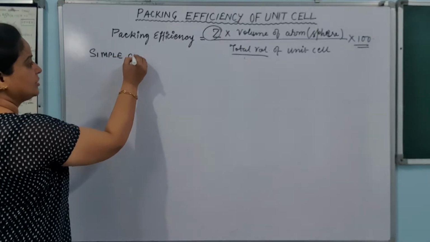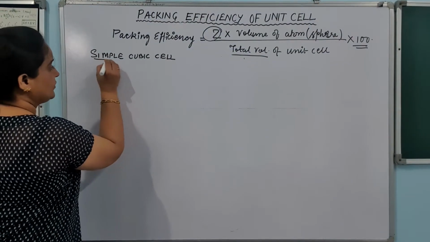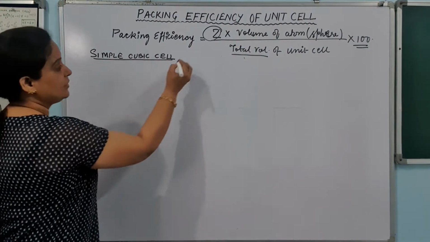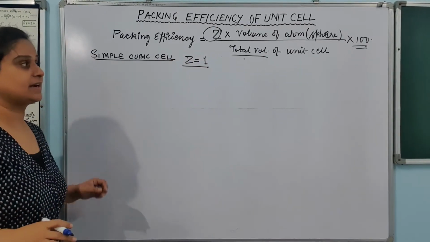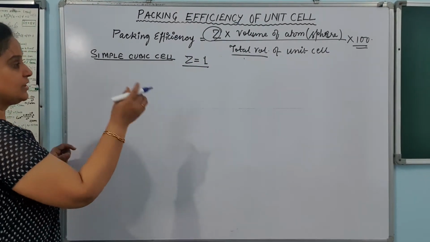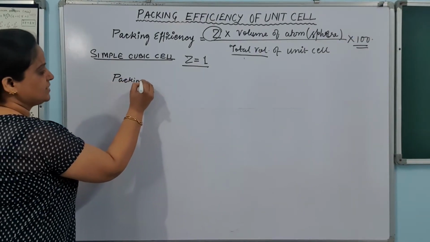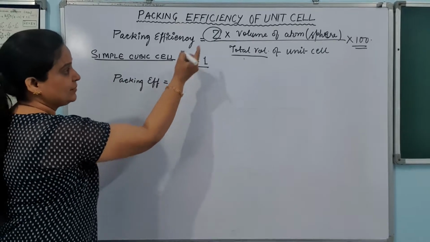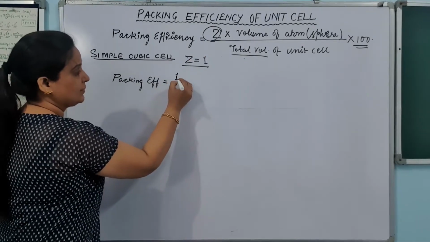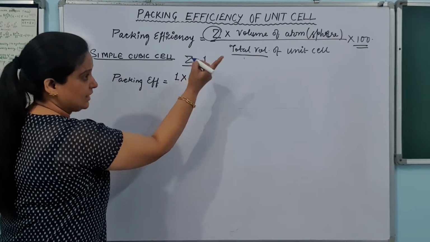Simple cubic cell. So if your cell is simple cubic, what will be the value of Z for it? 1, because the atoms are present at the corners only. So let's find out the packing efficiency. The packing efficiency of the simple cubic cell will be: what is the value of Z? 1. What will be the volume of the atom, because we are considering it as a sphere?